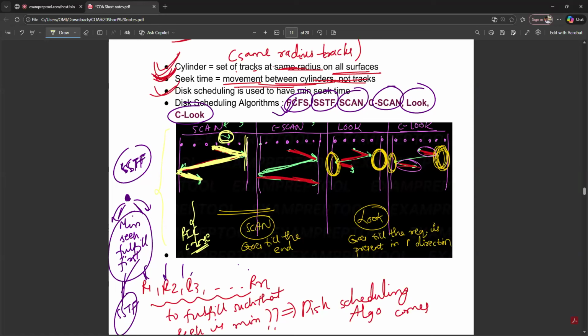Now what does C-SCAN do? Here also the direction is this way. So it starts this way, but it won't fulfill requests in this direction. It will fulfill here, here, here, here. It won't fulfill in this direction. Then in this direction again it will fulfill.